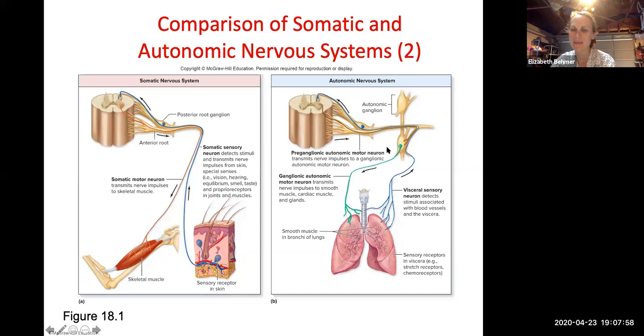The autonomic nervous system then, in difference to that again, are things that are not consciously perceived. So things that are happening inside of your body that you're unaware of. An example of this picture is showing a sensory neuron detecting different stimuli associated with blood vessels and viscera, which are your organs, sending out a response, entering the spinal cord in the back, and then coming out the front with the motor response to control or change things in your viscera and smooth muscle and glands to maintain homeostasis.